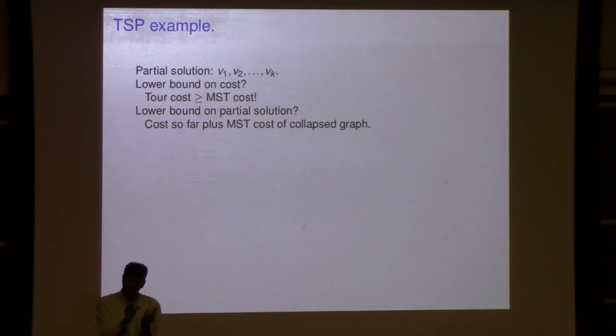Any solution extending from this is the cost of what I've incurred so far, plus the MST cost of getting to everybody else. Now, it's not the correct answer. It's just a lower bound. We know we're going to pay at least this much. We might pay much more. We might pay just that.